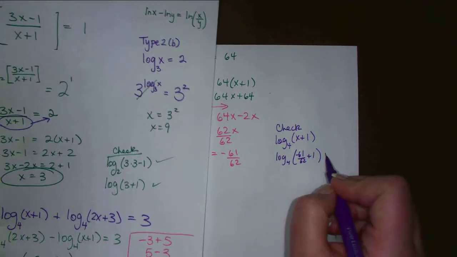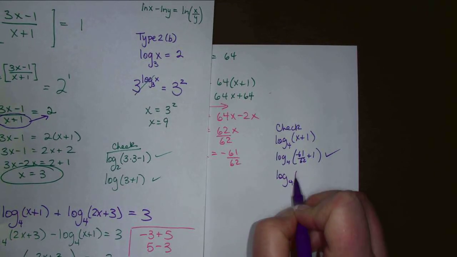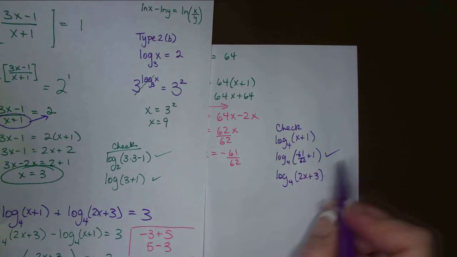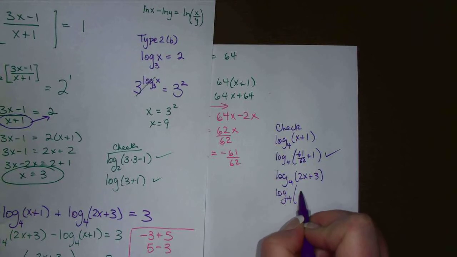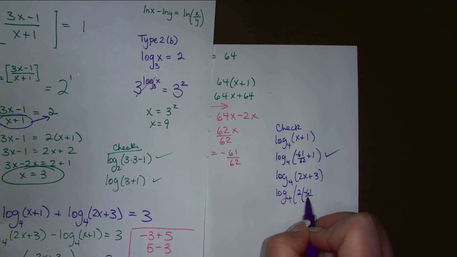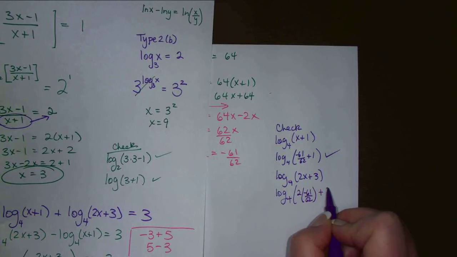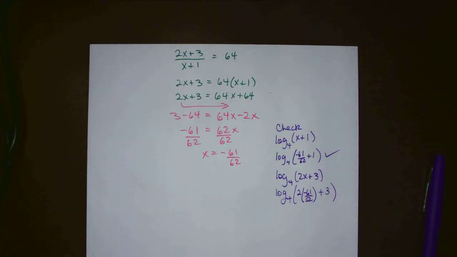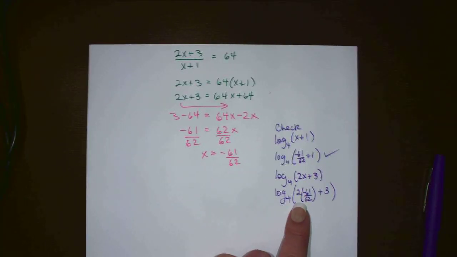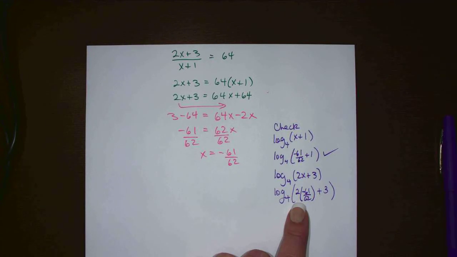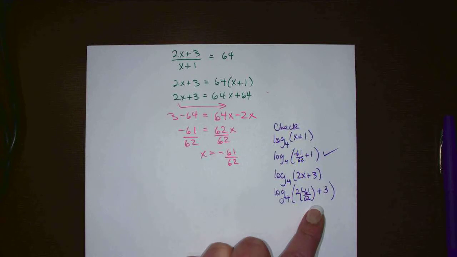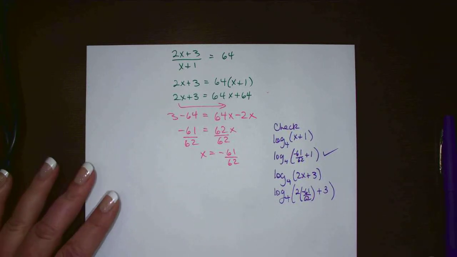So that's okay. Log base 4 of 2x plus 3, what do you think? 2 times negative 61 over 62. That's a number less than 1 times 2. What's 1 times 2? 2. So what do you think? This is smaller than 2. So a negative number smaller than 2 plus 3? Positive. You could find your common denominator and do it, okay, if you don't want to just reason through, but they're both okay. So this would be your solution.